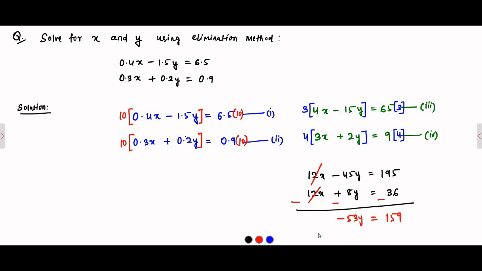That implies y is equal to 159 by 53, so it's minus 3. y is equal to minus 3.